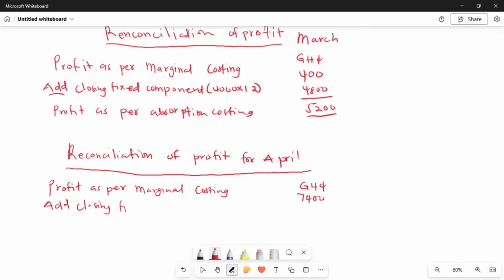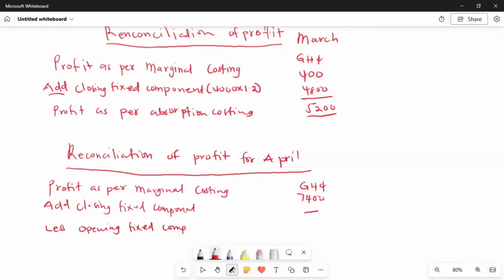fixed components. In the month of April, was there any closing? There was no closing. That will be zero. There was no closing in the month of April. That will be dash. Then we less the opening fixed components.